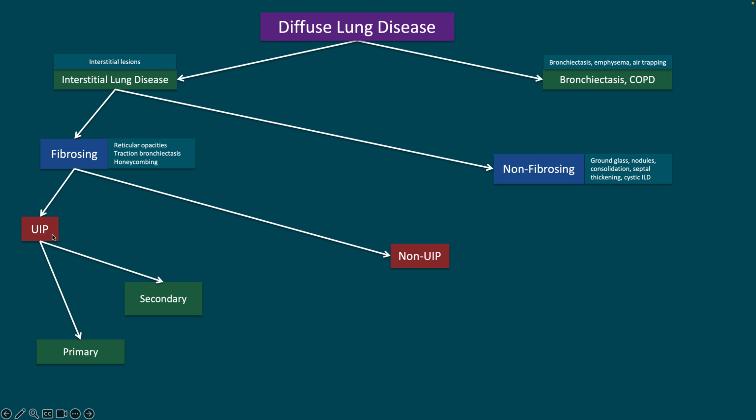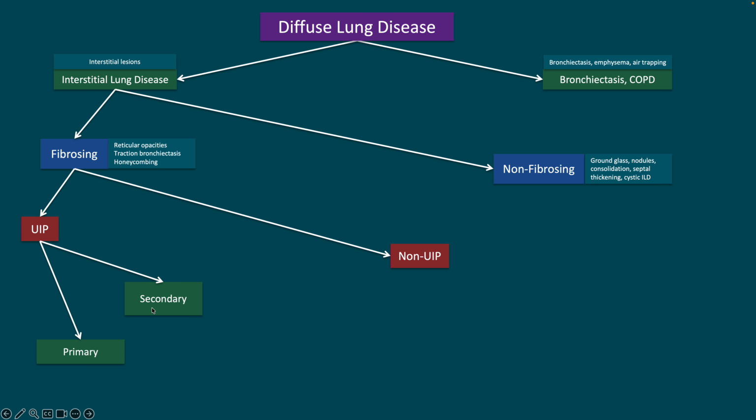Now, once we've decided that something is UIP, so that's the second step or the third step. The first step is saying, yes, this is interstitial lung disease. The second is saying it's a fibrosing ILD. When we see reticular opacities, traction bronchiectasis, honeycombing, we know it's a fibrosing ILD. And then we define the UIP pattern by saying these are reticular opacities, traction bronchiectasis with or without honeycombing, subpleural basal predominance, and nothing else.